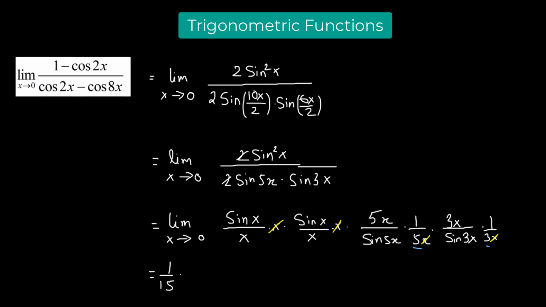So this is going to be the value, because the limiting value of each of the functions is going to be equal to 1. So we have sin x over x, sin x over x, 5x over sin 5x, and 3x over sin 3x. So all these limiting values will be equal to 1. That leaves us with 1 over 15.